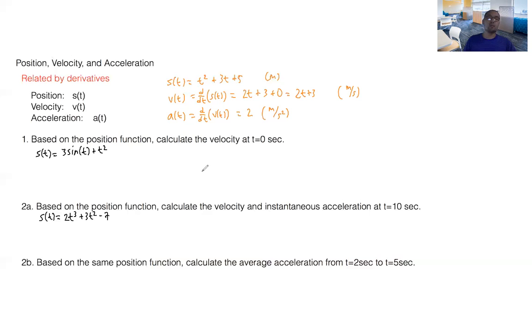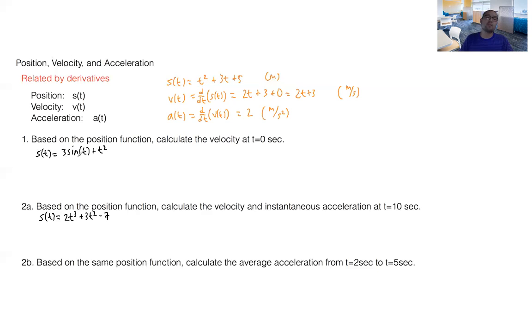So let's look at number 1. It says based on the position function, you're given this first one, and you want to keep track of what information you are being given. Am I being given position or velocity? Because if you're being asked to calculate acceleration and you're given position, you need to take 2 derivatives: the first one to get to velocity, the second one to get to acceleration. If you're given velocity and are asked to find acceleration, you only need to take 1. So you need to be careful, okay?